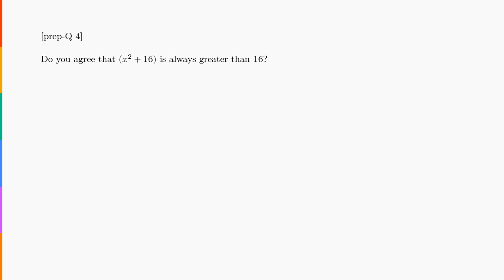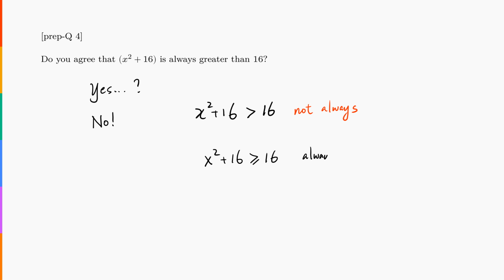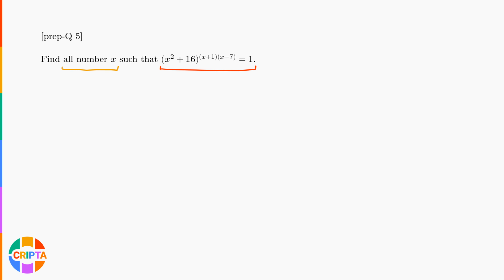Now prep question 4. Do you agree that x squared plus 16 is always greater than 16? At the outlook, it seems to be true, but actually not. Not when x equals 0. So x squared plus 16 is not always greater than 16 itself. But x squared plus 16 is always greater than or equal to 16. That's what's always true. We want to find all numbers x such that it satisfies this equation.